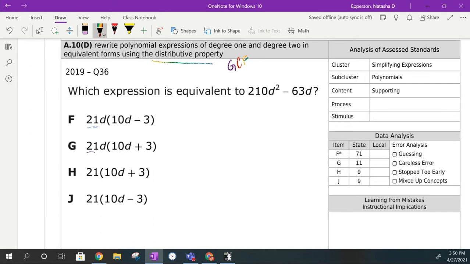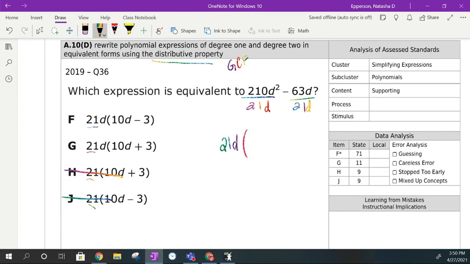We know all of these have 21 in it, so I know I can divide each one of these by 21. Now, I'm going to look at my D. I've got D squared and D. That means D is present in both, so I can take out a D as well. So my GCF is going to be 21D. So that's going to eliminate H and J.